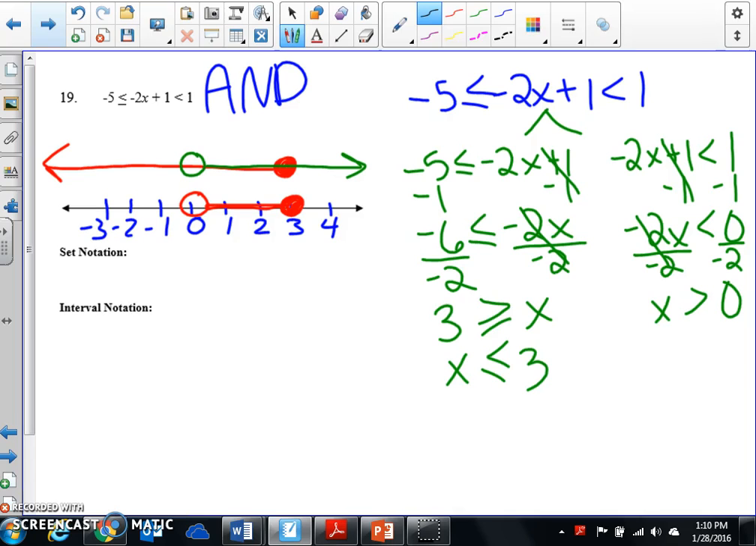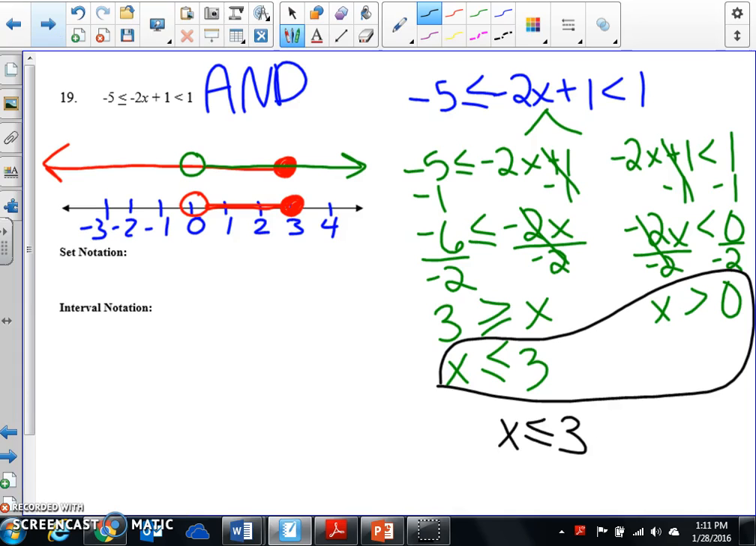All right, and then let's do set notation. So set notation, we just take our answers over here and we rewrite them. Now this was an and, so we actually need to put them together first, and the lesser value needs to go to the left. So I'm going to start with x is less than or equal to 3. The alligator's eating the x, the alligator's eating the x, 0. That's my solution. So my set be x for all, 0 less than x less than or equal to 3.